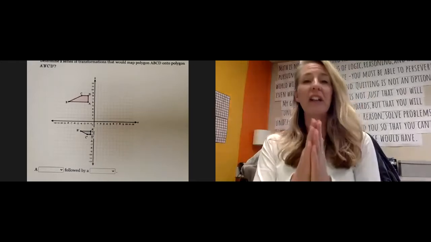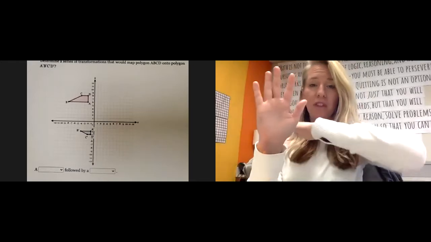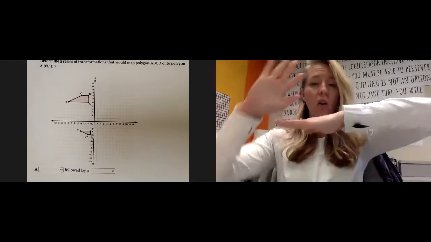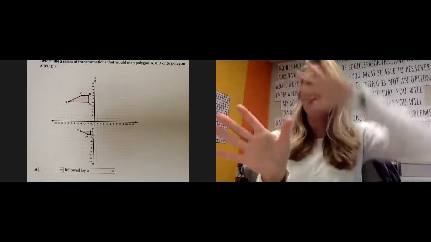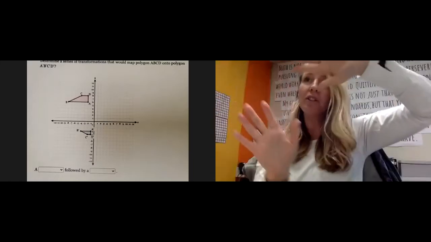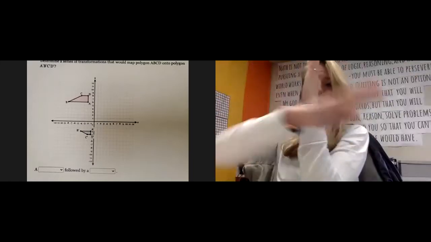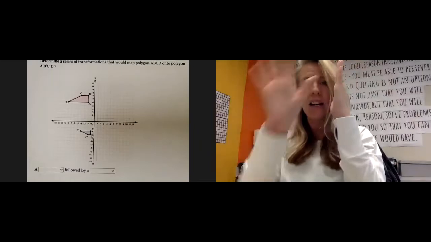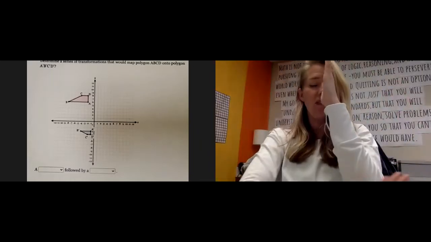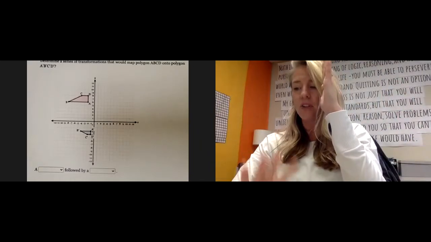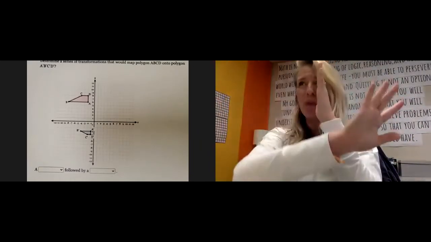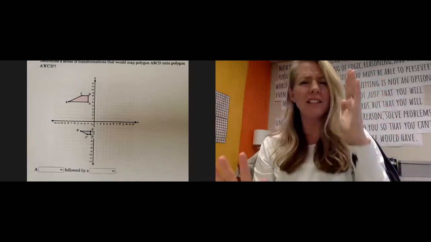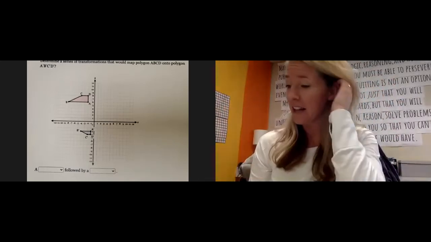Just remember, reflection is a flip. So we're usually flipping across the y-axis or the x-axis. Rotation is a turn, and I'll tell you how many degrees it is. One turn, from one quadrant to the next, is going to be 90, or 180, 270, or 360 back to the start.